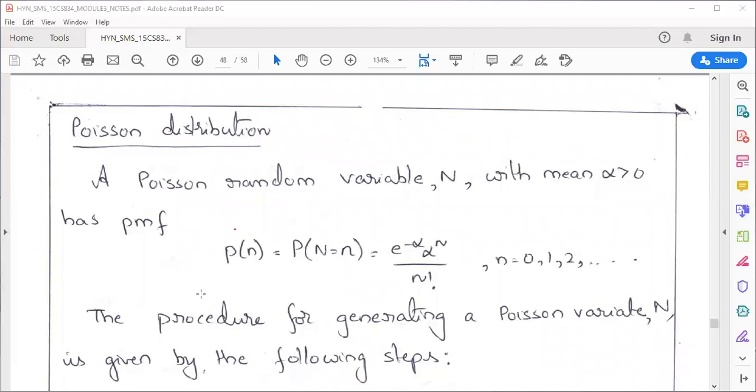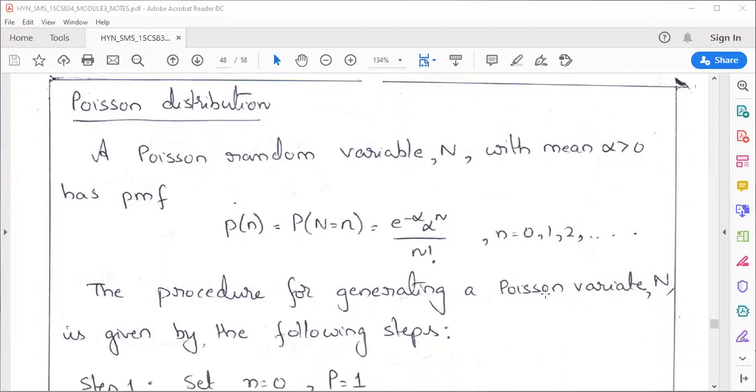So coming to the next one, which is Poisson distribution. A Poisson random variable N with mean alpha greater than 0 has the probability mass function as, what is the formula for Poisson distribution? We know that it is e to the power of minus alpha into alpha to the power of n divided by n factorial. Here I am taking probability of n, therefore it will be e to the power of minus alpha, alpha to the power of n divided by n factorial, where n is equal to 0, 1, 2, etc.